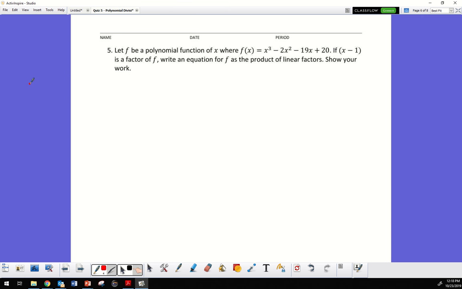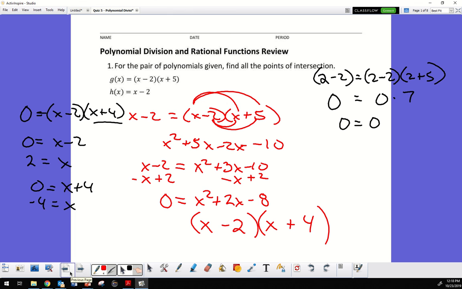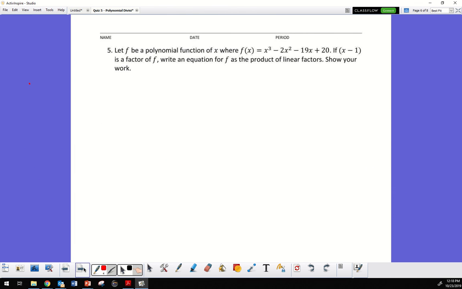All right, so on this one, this is finishing up the review for which test? Polynomial divisions, rational functions. So again, like I said, finish it up. This is my 5th hour.